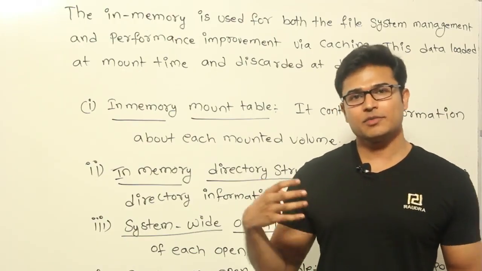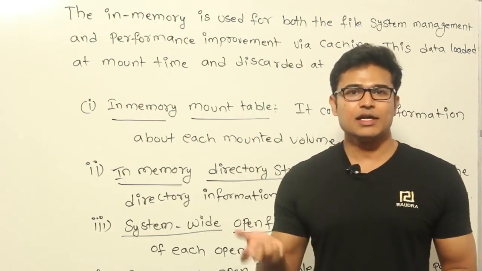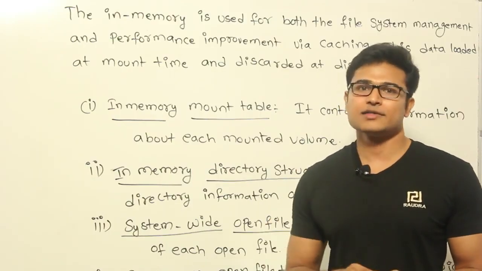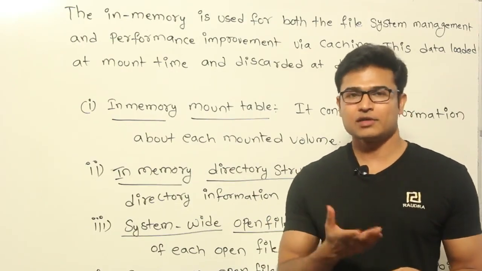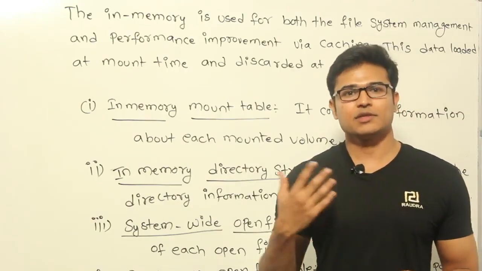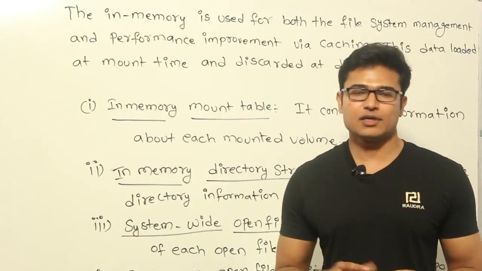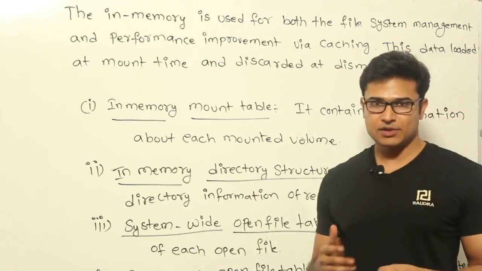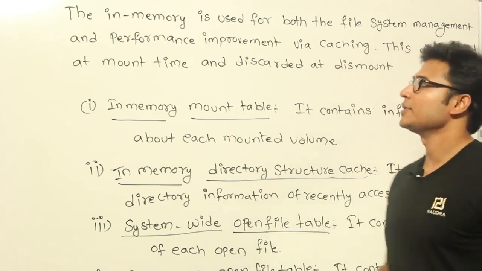Because if you store some information in the main memory, it will be faster to access instead of always going into the hard disk and getting the information. If we can buffer it in the main memory, it will be faster sometimes to get the information, right? It will improve the performance. Now let's see what are all the in-memory data structures we are going to use in file system implementation.